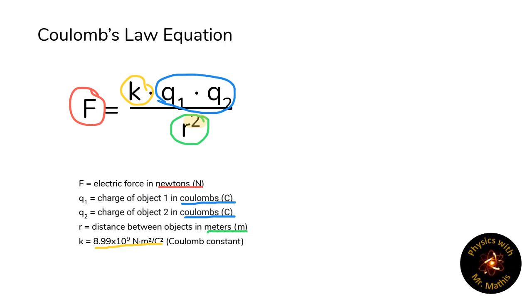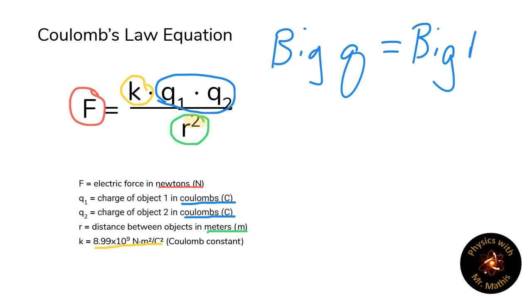You'll learn how to solve problems using the Coulomb's law equation in a different lesson. For now, let's just look at the parts of it. You can see from the equation that the Q's, the charges, are on the top part of the fraction. So if you have a big charge, big Q, you're going to have a big force. The distance between the two objects, represented by R, is on the bottom of the fraction. That means that if you have a large distance between the two objects, you're going to have a small force.